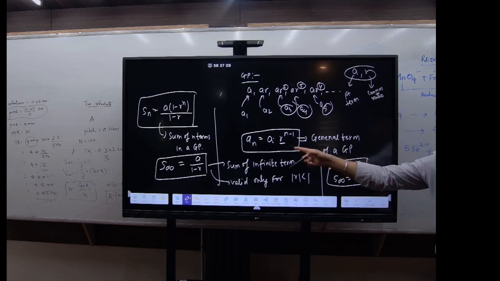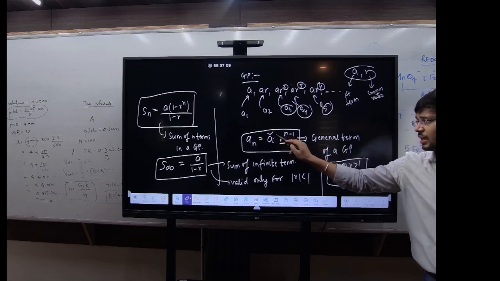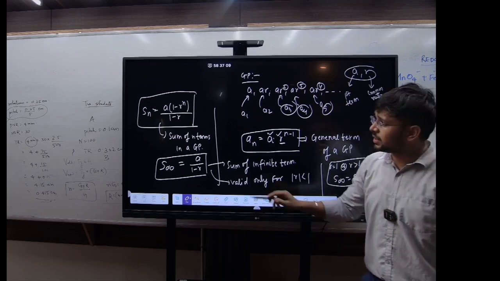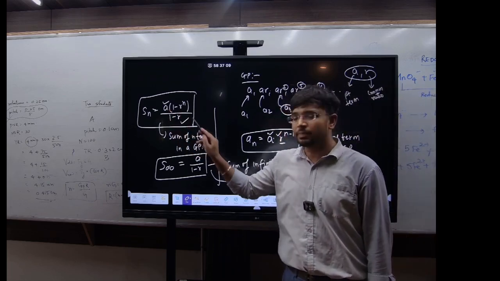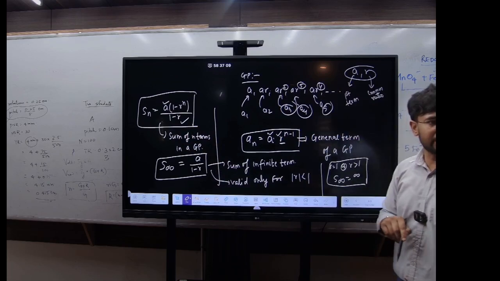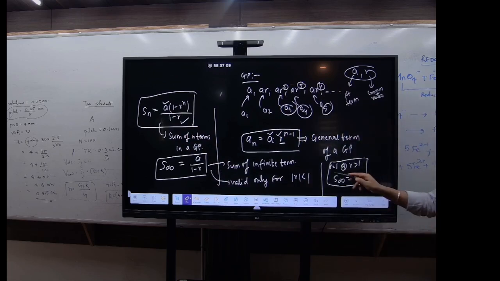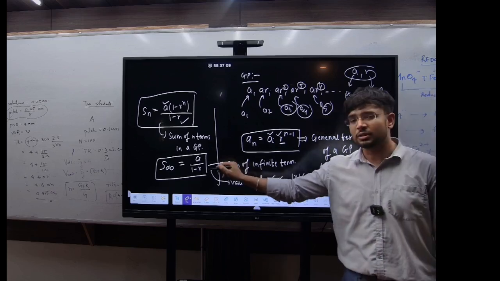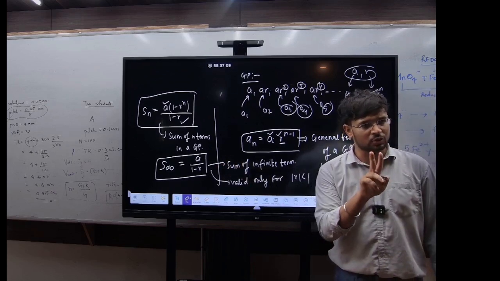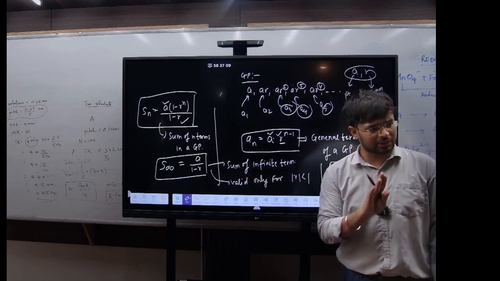You can find the nth term, see A and R are present. You can find the sum of infinite terms, only A and R are present. The n value will be given in the question. For the sum of infinite terms also only A and R are present. So always you have to find these 2 values only. In every question, try to find these 2 values.